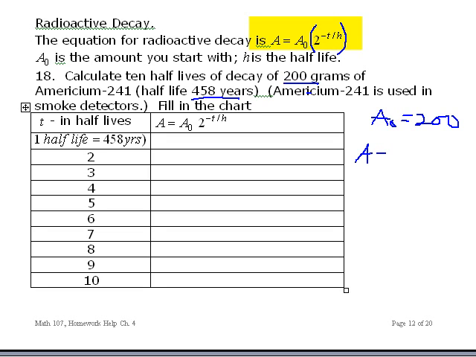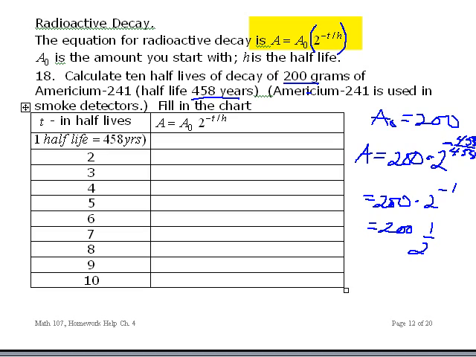So I'm starting with 200 times 2, and in one half-life, which is 458 years, I have 458 divided by 458. You see, that means I've got 200 times 2 to the minus 1. So 2 to the minus 1 is the same as 1 over 2, which is half. So I've got 100. One half-life later, I have 100.